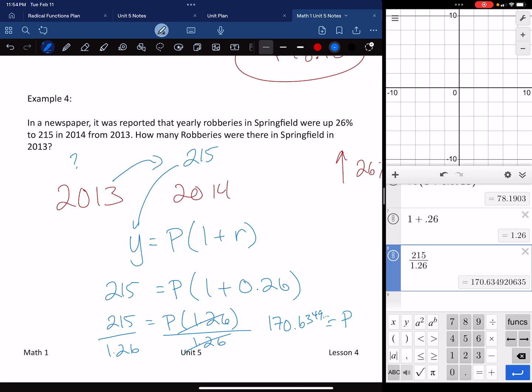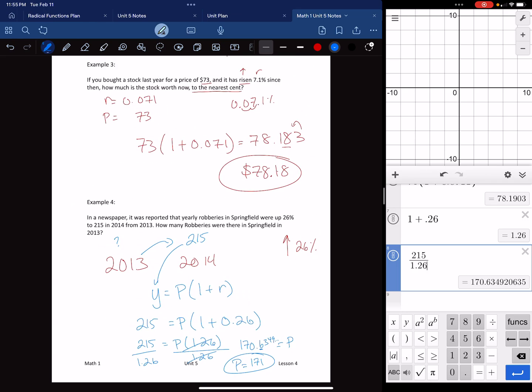So let's go back to our question to figure out where we need to round to. In a newspaper, it was reported that yearly robberies in Springfield were up 26% to 215 in 2014 from 2013. How many robberies were there in Springfield in 2013? Okay, we're just going to round to the nearest robbery because you can't really have half a robbery. So we're going to round to the nearest whole number, right? So this 6 is going to tell me if I round up or leave it alone, right? It's bigger than 5, so we round it up. So p, the number of robberies we started with in 2013, is going to be 171.